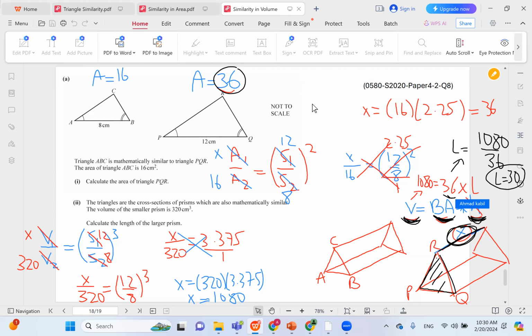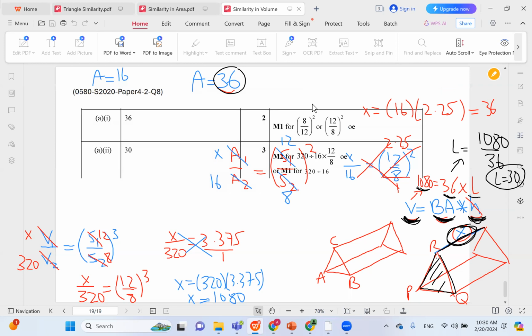The volume is obtained in a similar way to what we've solved in the entirety of this video. All the questions in this video were very similar to each other. We just do the ratio and power 3, and we get the volume of the larger prism, which is 1080. So now we have a very simple equation, 1080 equals 36 times L, and you find L by division. So the value is 30. Let's check the marking scheme. 30 is the correct answer, thankfully.